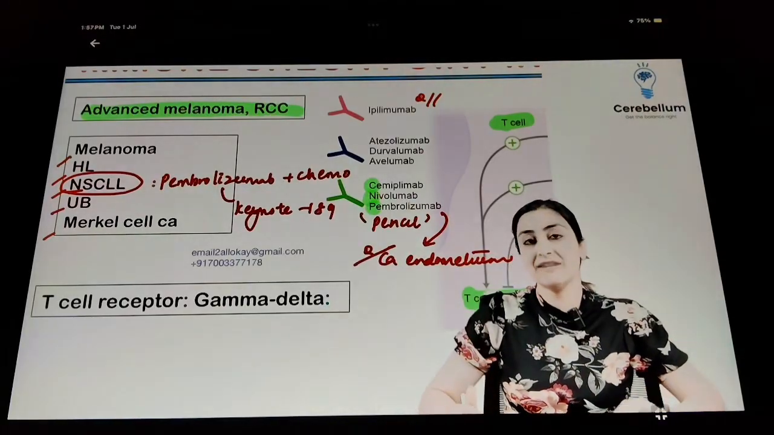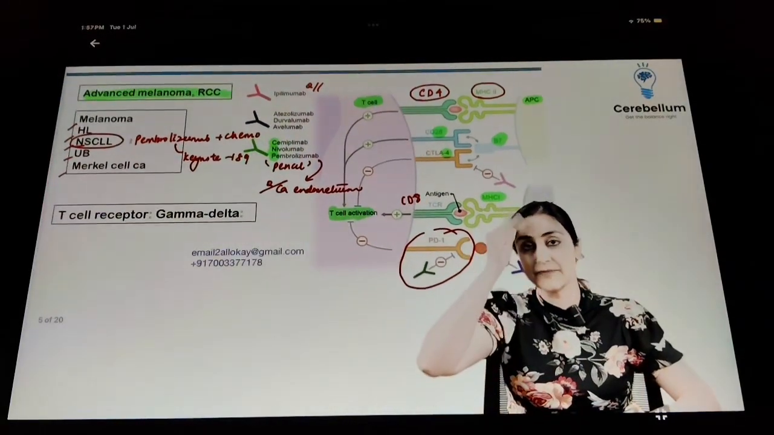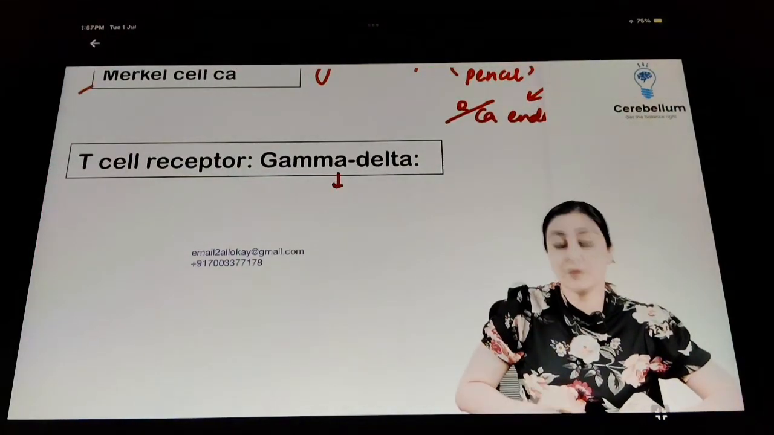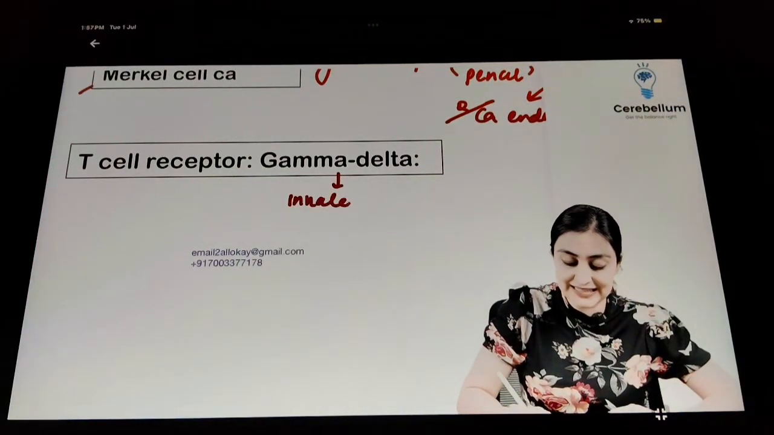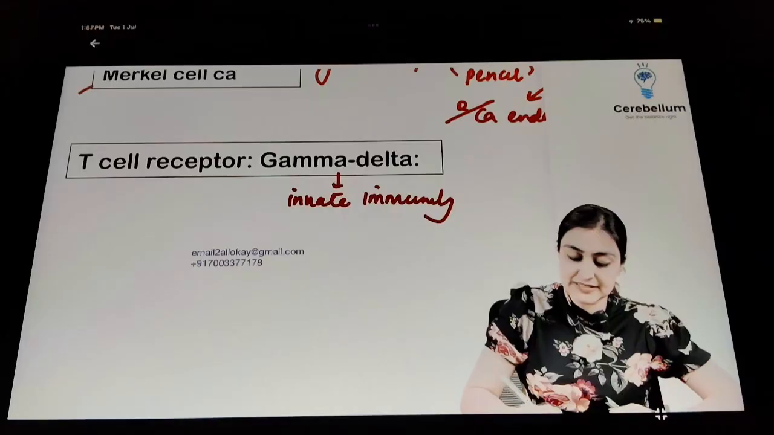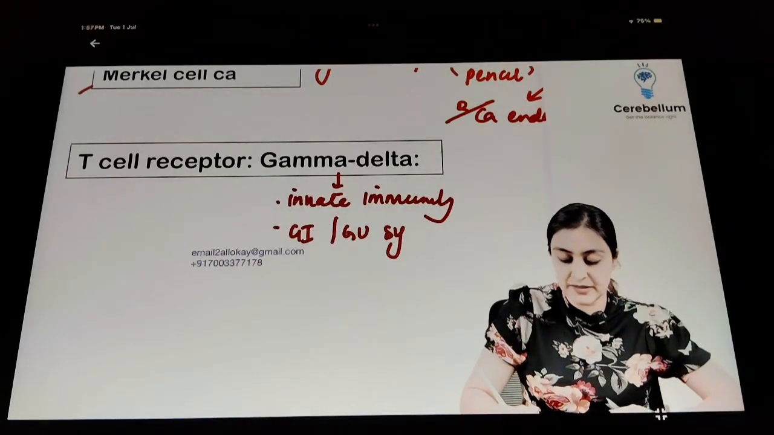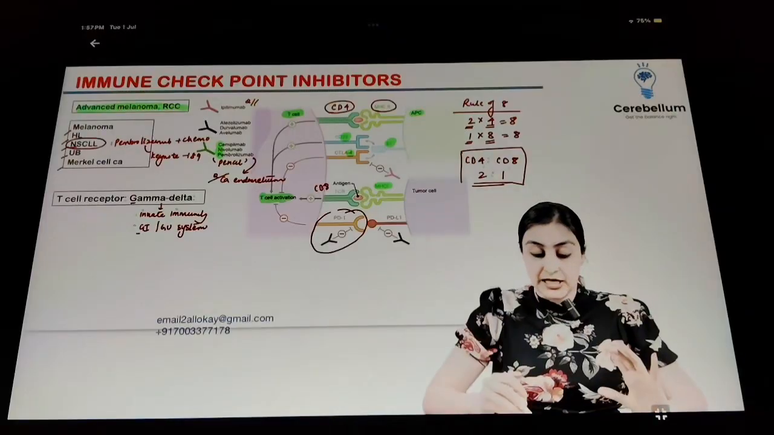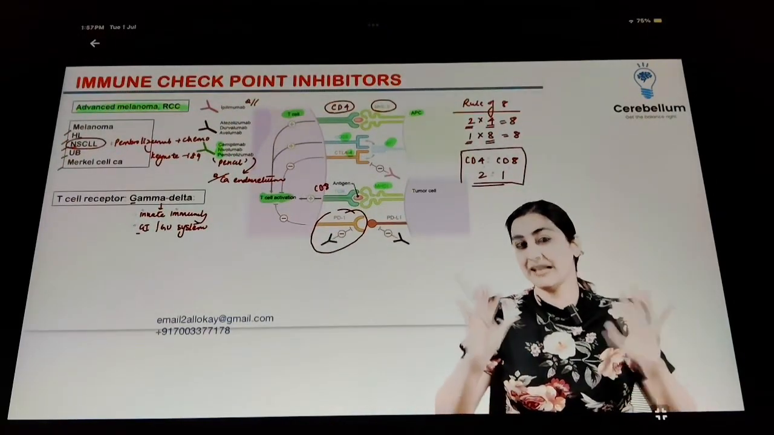Okay. Now, while we're talking about T cell receptors, T cell receptors normally are the alpha and beta chain that bind to the MHCs. But you want to remember that there can also be gamma and delta chains, and this becomes a part of innate immunity rather than acquired immunity. And this is present in the genitourinary and the GI system. So just one thing I want you to remember: G and G go together. So GIGU is gamma delta. That's all. So this finishes off a very, very important topic of immune checkpoint inhibitors.